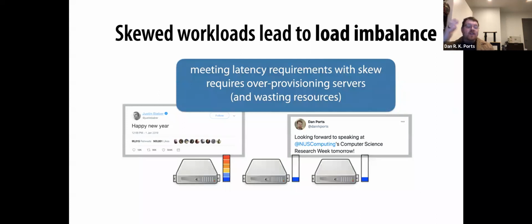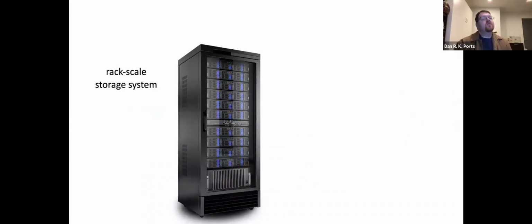which requires wasting a lot of resources and is very expensive. So our approach to solving this problem is to think about it in the context of a rack scale storage system.